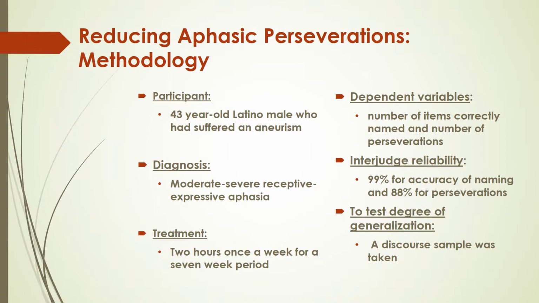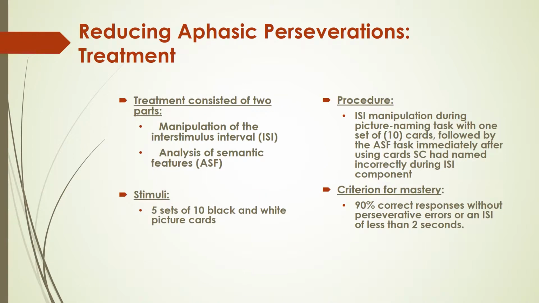Interjudge reliability was 99% for accuracy of naming, 88% for perseverations. And to test the degree of generalization, a discourse sample was taken by use of the Cookie Theft picture. Treatment actually began with the baseline, which was established over 3 different sessions prior to treatment. Treatment itself consisted of 2 parts: the manipulation of the interstimulus interval and analysis of semantic features.